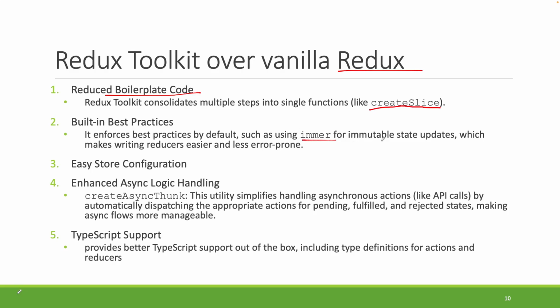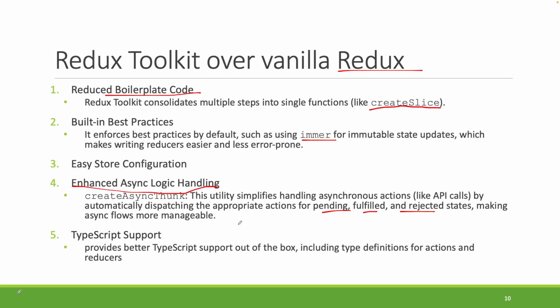Immer for immutable state updates. With Redux, you have to install Immer by yourself. But with Redux Toolkit, Immer is built in, okay? And easy store configurations, we'll see. Not so much, okay? And enhanced async logic handling, it has a createAsyncThunk. It will automatically give you pending, fulfilled, rejected state. So make our async flow more manageable, okay?